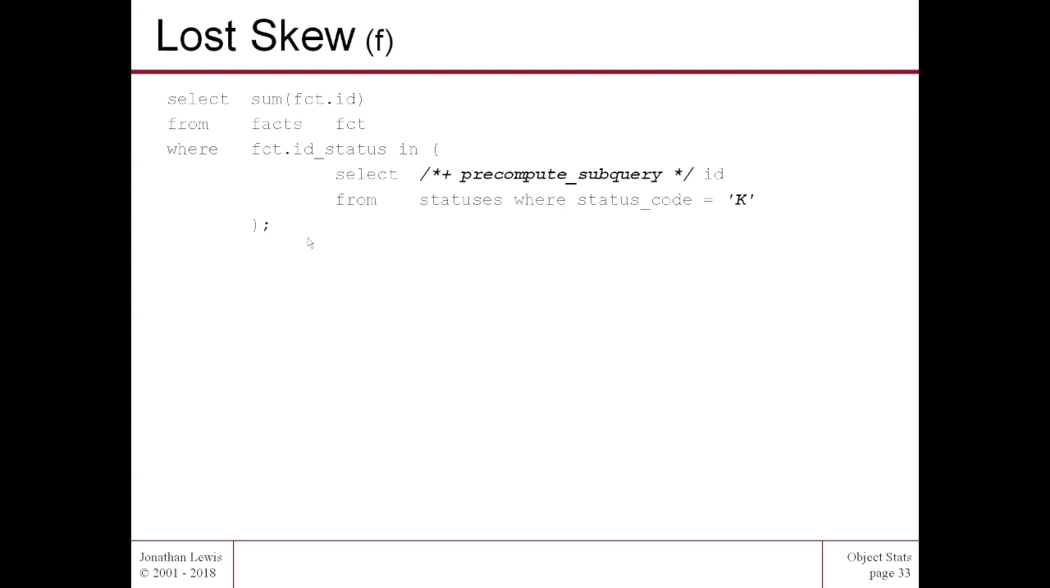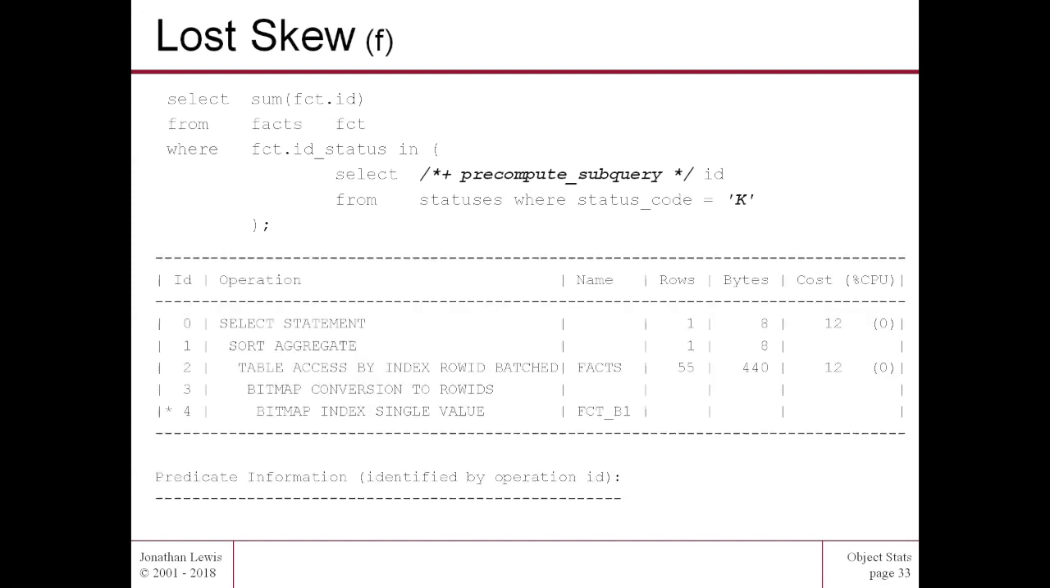So I've rewritten my query. Instead of using a join, I've said select from the facts table where the ID status is in subquery. And I've said pre-compute. I might actually want to say no merge as well. Pre-compute the subquery where status code equals K. What happens now is that Oracle does a two-pass process on this query and says, pass 1, status code equals K, that gives me the value 10. Pass 2, optimize for fact ID status equals 10. So in subquery, you can put in the pre-compute subquery hint, and Oracle will actually compute the result set from the subquery and then optimize for something which you didn't write.